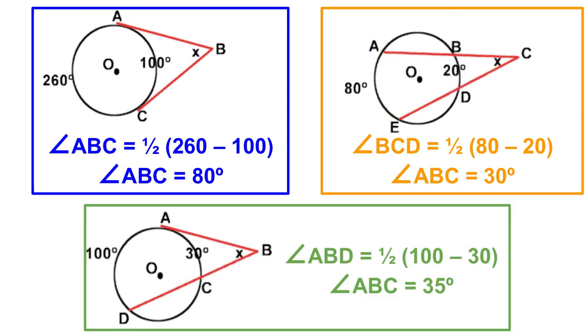And then here's the last example. We've got one line that's a tangent line, one line that's a secant line, but it's still the same idea. We're going to take these two arcs that are created, so the 100 and the 30, and we're just going to subtract those. So 100 minus 30 is 70. Divide that by 2 or multiply that by half and you get 35, and that is your answer. So the key here is to subtract the two arcs and then multiply them by half.